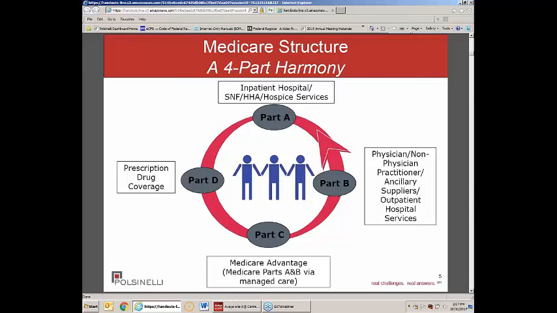The prescription drug plans can be offered either as standalone drug plans that you would have in addition to Part A and B, or they can be coupled with a Medicare Advantage plan in what's called an MAPD plan. And in 2016, Part D accounted for 16% of benefit spending, so it's a substantial program itself.